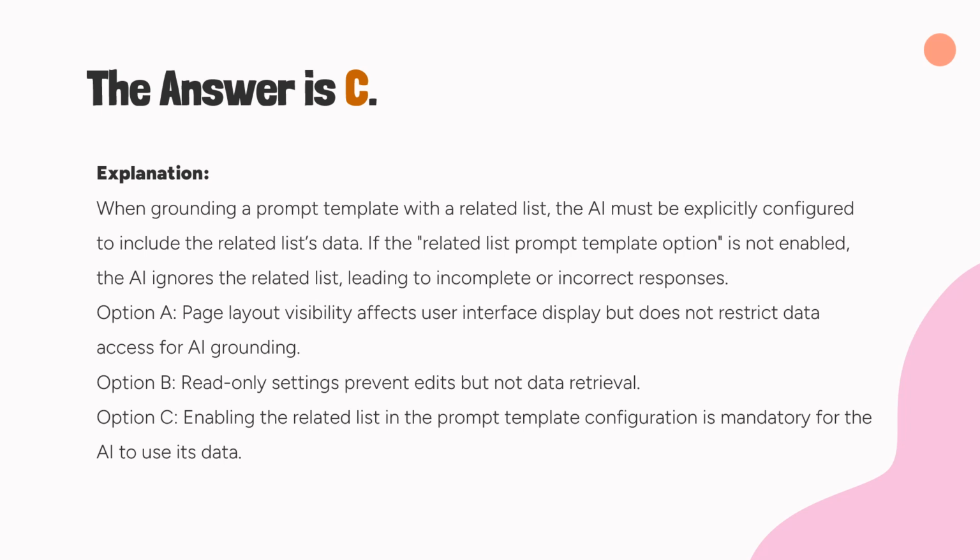When grounding a prompt template with a related list, the AI must be explicitly configured to include the related list's data. If the related list prompt template option is not enabled, the AI ignores the related list, leading to incomplete or incorrect responses. Option A. Page layout visibility affects user interface display but does not restrict data access for AI grounding. Option B. Read-only settings prevent edits but not data retrieval. Option C. Enabling the related list in the prompt template configuration is mandatory for the AI to use its data.